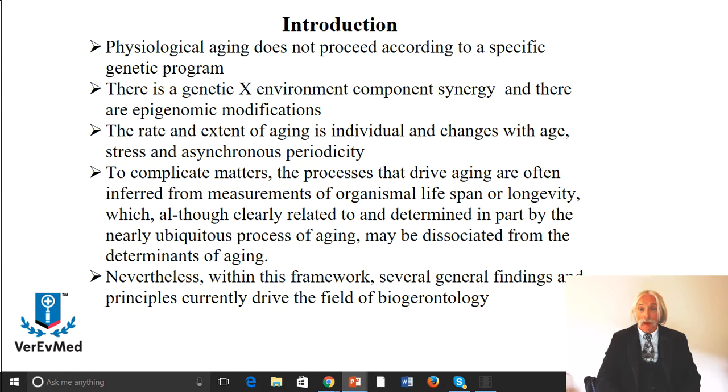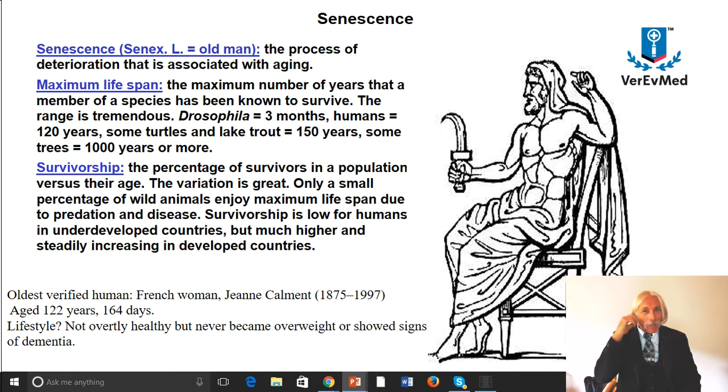Nevertheless, with all these caveats, within the framework, several general findings and principles currently drive the field that is known as biogerontology. Okay, that's the field of studying aging, right? So rather than use the word aging, scientists like to use the word senescence.